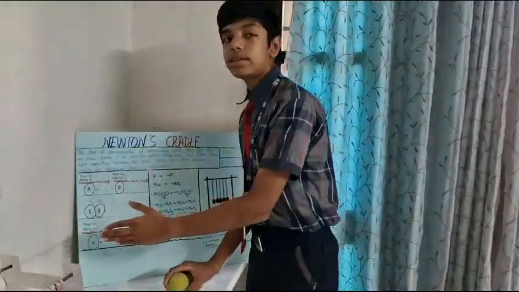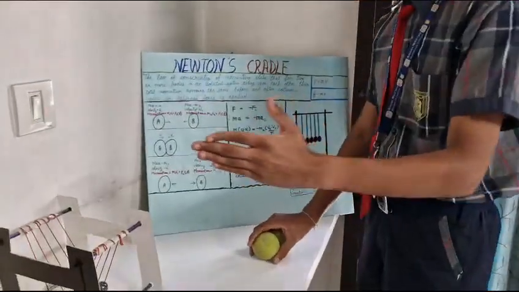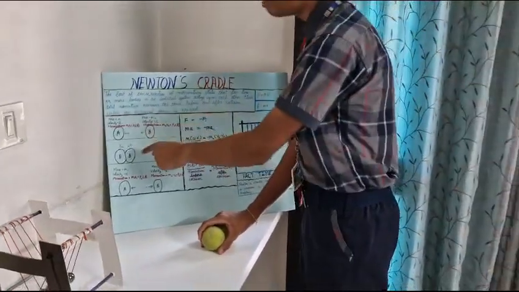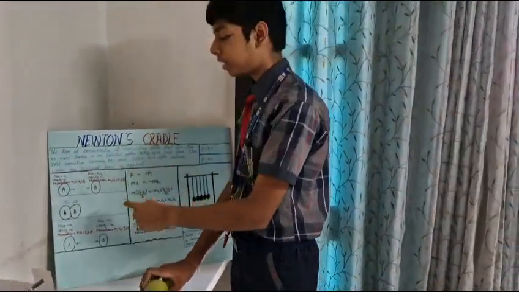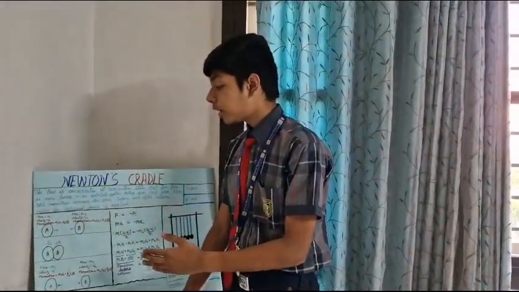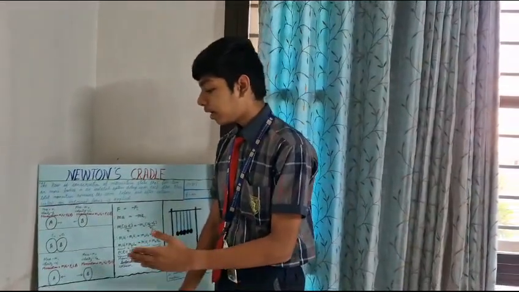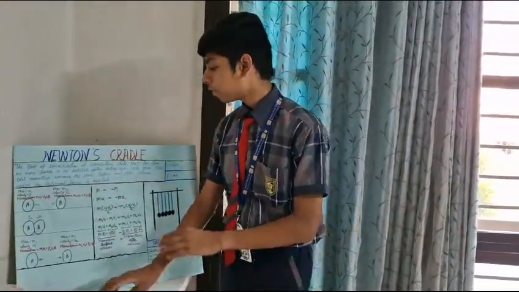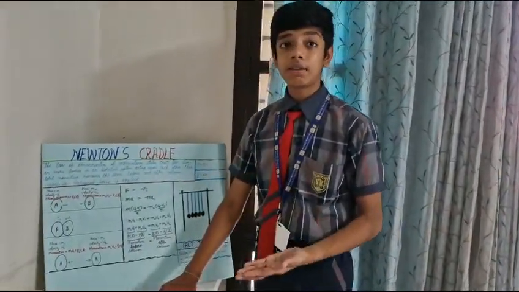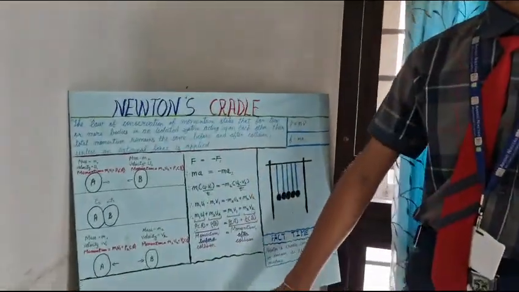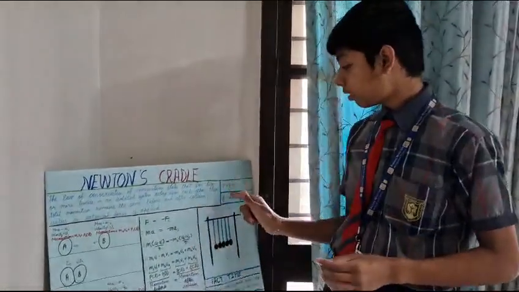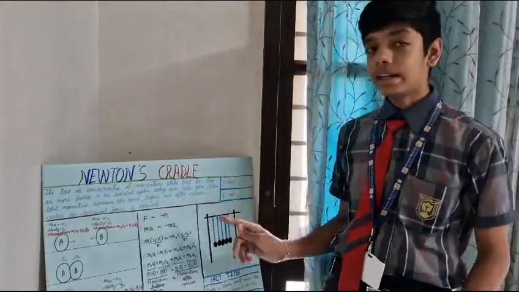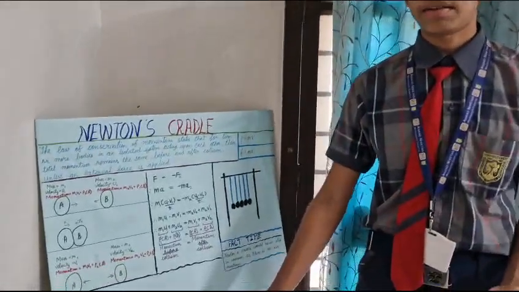So, both the forces are equal, but if we take this direction as positive, B will exert a force in the negative direction. After the collision, let the velocity of A be v1 and that of B be v2, with the masses the same. So, we can write F equals minus F. Therefore, as F equals ma, we can write m1a1 equals minus m2a2.